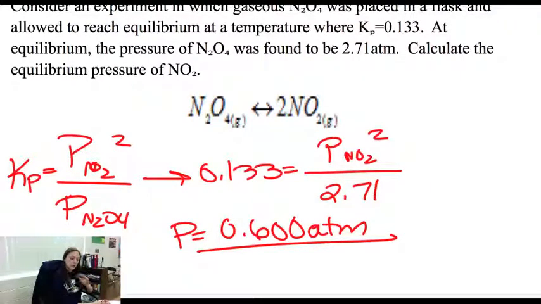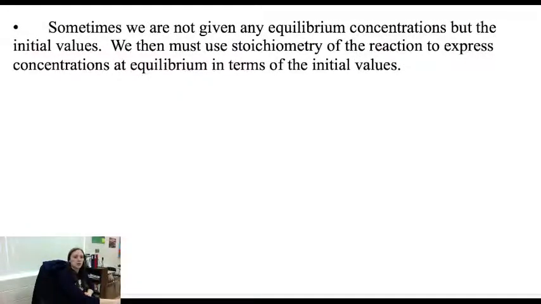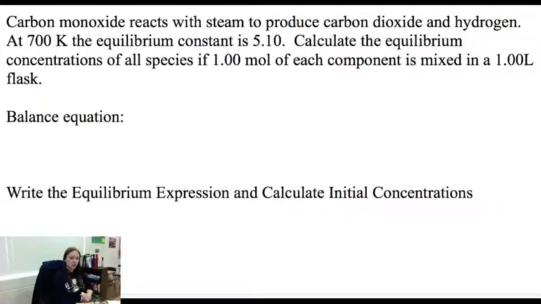But sometimes you're not given any equilibrium concentrations, just the initial ones. And so we have to use a little bit of stoichiometry and a little bit of our initial values in our K to figure out exactly what these equilibrium concentrations are. And this is actually what we're going to be doing for a lot of chapters here. So you need to pay attention here and make sure we can do these.